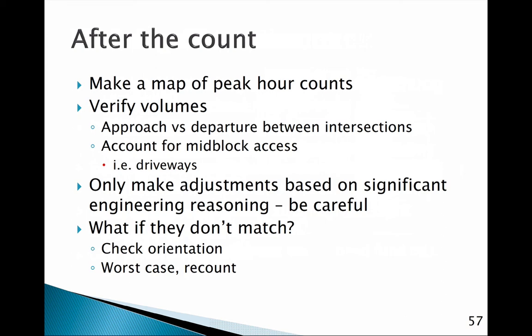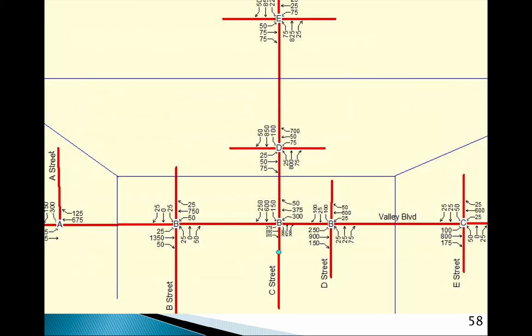And if they don't match, really scrutinize it. A lot of times it's because they still didn't get north right. So if the data works when you rotate it 90 degrees, that's probably the case. And worst case, if something just didn't work, the counter died, you had a really bad employee that didn't do a good job, or they left in the middle of the count, which can happen, you may have to go out and recount it. So hopefully your schedule allows you to make that happen if needed.